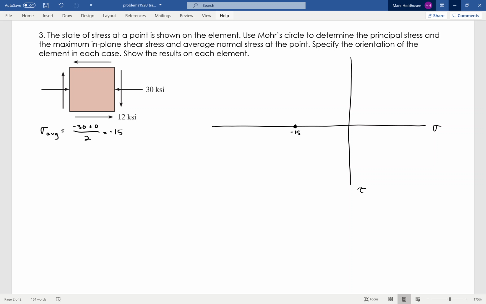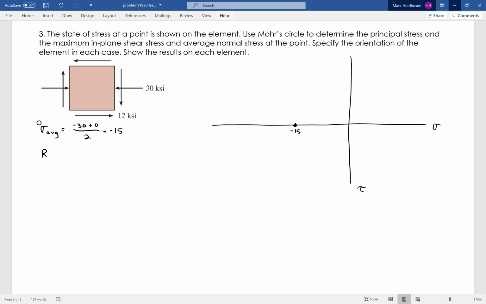Now I need to find the radius, and the radius is given by the equation like this, where we have essentially our center given here, squared, and then plus, again, now my state of stress, shear stress is 12. Actually, it's going to be -12, but it doesn't matter because I'm squaring it anyway. So the radius of this is 19.2.